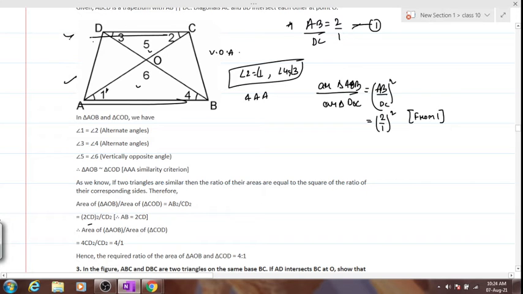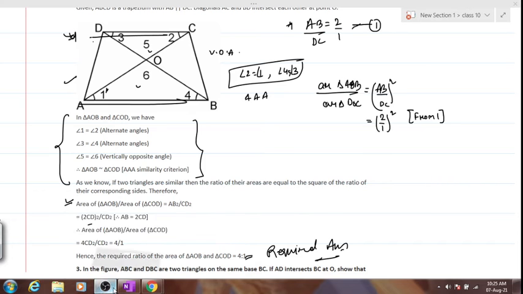Please copy the figure now and prove the similarity, and then the ratio of the areas of triangle AOB and triangle DOC will be 4:1, your final required answer. Please copy it down. Hurry up, I'm pausing the video for everybody to copy it down.